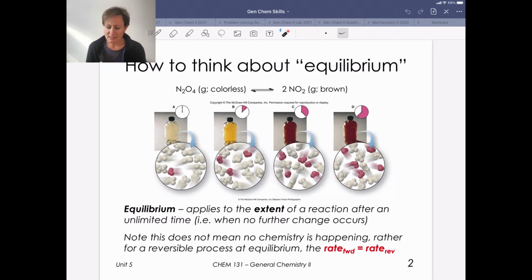This is a really important concept to highlight. We're not saying that chemistry isn't happening anymore, but we are saying that the rate of the forward reaction, the conversion of the colorless gas into the colored gas, is happening at the same rate as the reverse reaction. These special arrows tell us that this is a reversible process. Reversible processes imply equilibrium. So we have to learn to draw these new sets of arrows when we have our chemical reactions. A really important concept: we're not saying that chemistry stops happening. We're just saying that it has reached equilibrium.